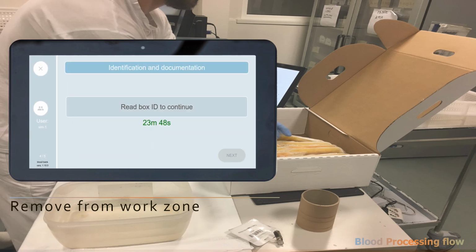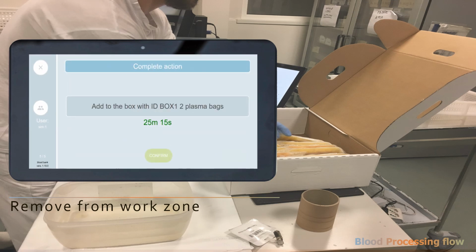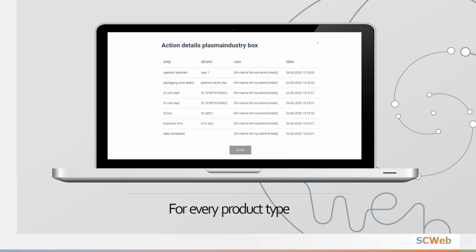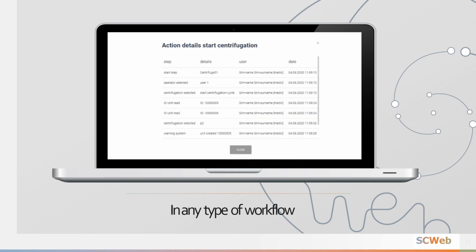It is also possible to remove the units or create transport boxes for deliveries to other hospitals or care homes. It is also possible to keep track of the data logger inside the boxes. All of this in order to obtain specific detail for every single action, for every product type, such as plasma, red blood cells, platelets, stem cells, in any type of workflow.